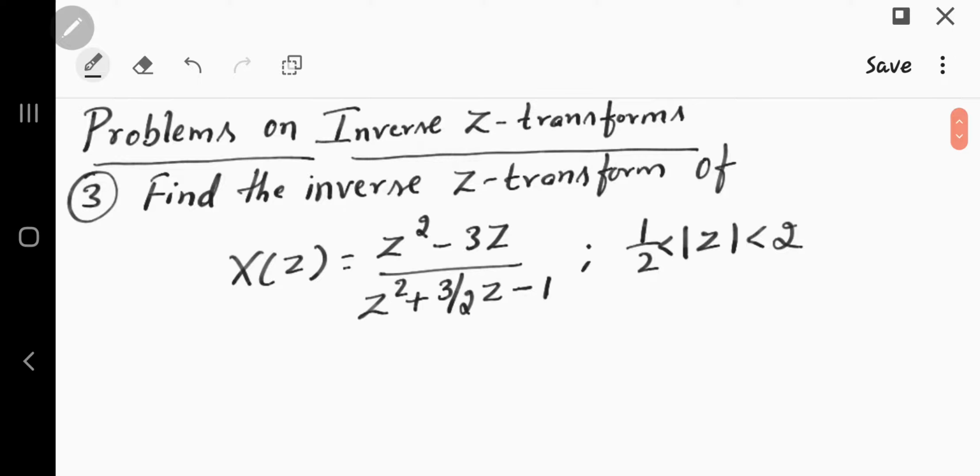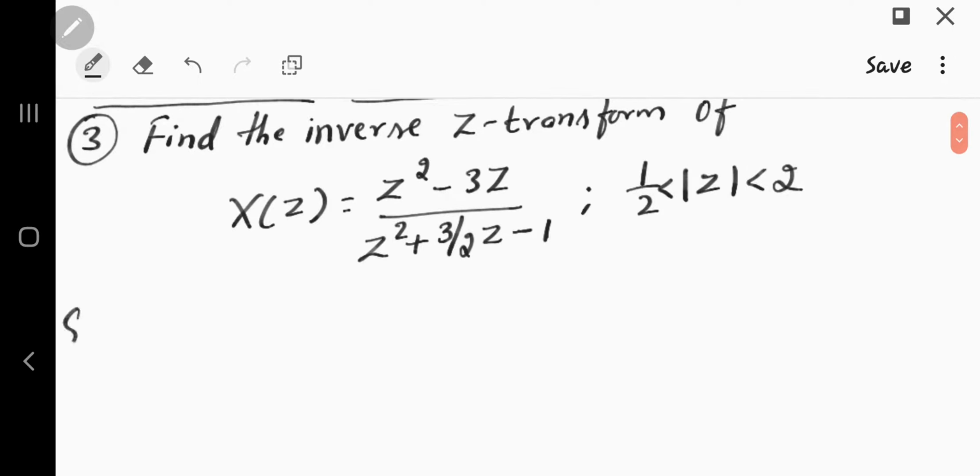Now this is the problem here. If we observe, the powers are not negative, so we have positive powers for z. The denominator should start with 1 as per the general expression for partial fraction expansion, because a naught equals 1. Here we have z square in place of a naught, so we have to bring it to the standard form so that we can apply inverse partial fraction expansion.